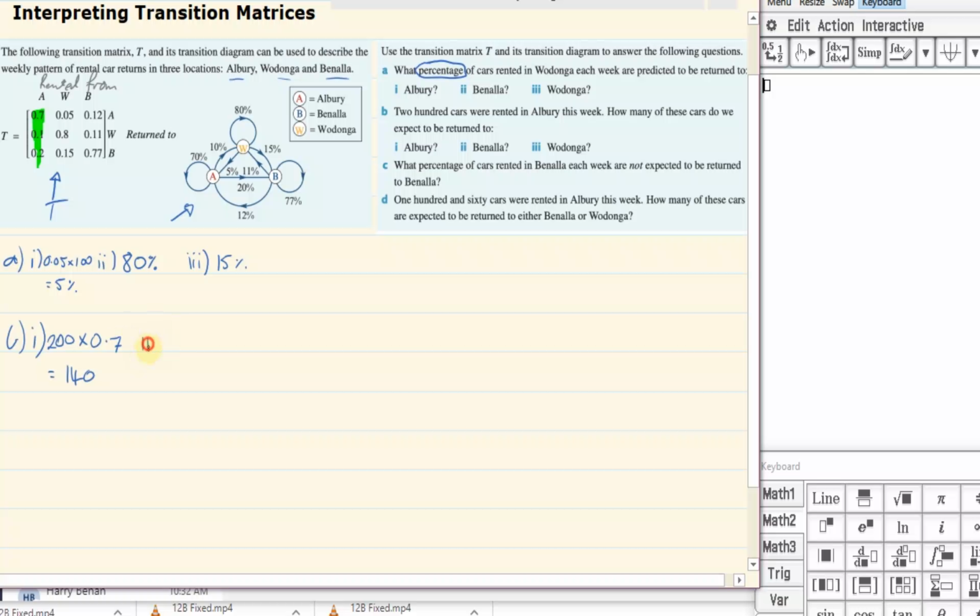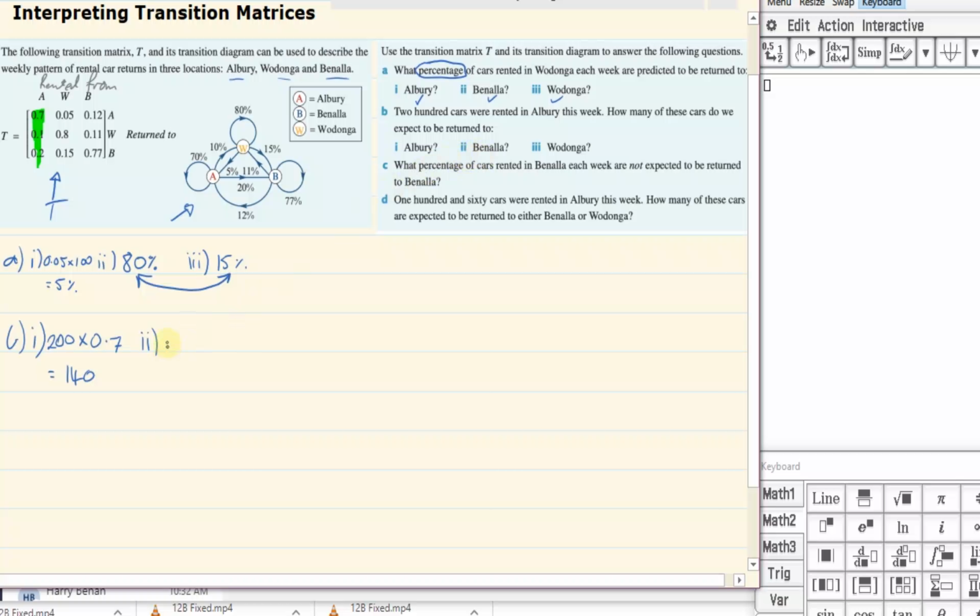Now, for part 2, actually for part 1, I've got that incorrect. If we look at these, they've got to be swapped, because I've done it in order of A, W, and B, but they've got it in the order of Albury, Benalla, Wodonga. So obviously be careful with that when you're answering these questions. I'm skipping through it a bit faster than I reasonably should.